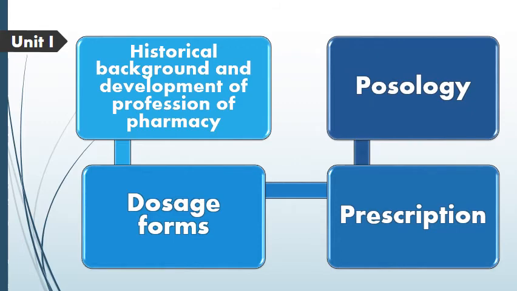Now the last topic of Unit 1 is posology. We will learn what is posology, what are the different factors which affect posology, and the pediatric dose calculation on the basis of body weight, age, body surface area, etc. So these are the 4 topics which will be covered in Unit 1.